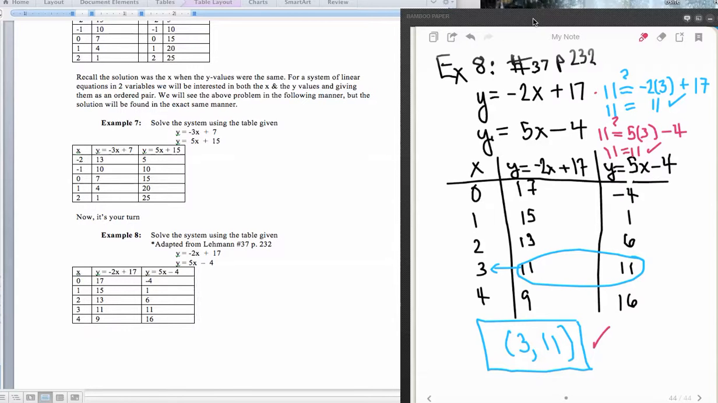And that's solving a system of linear equations in two variables using tables as well, and relating it back to what we had already done in Chapter 4. All right, that concludes section 6.1.